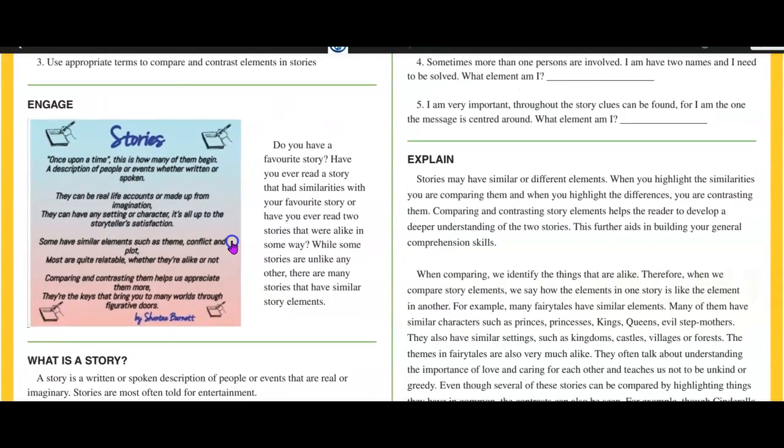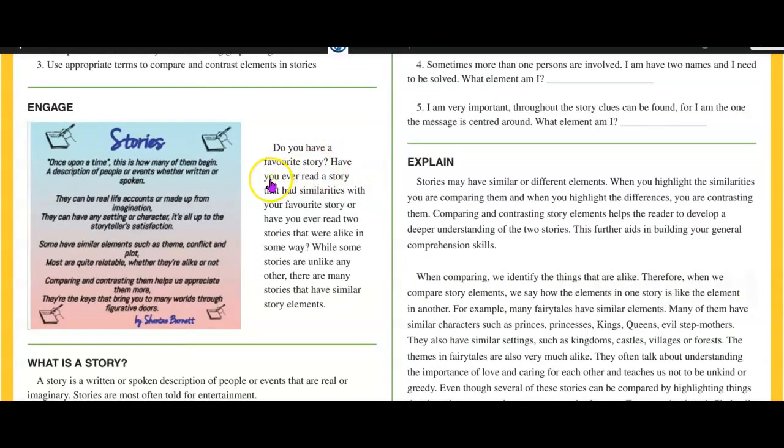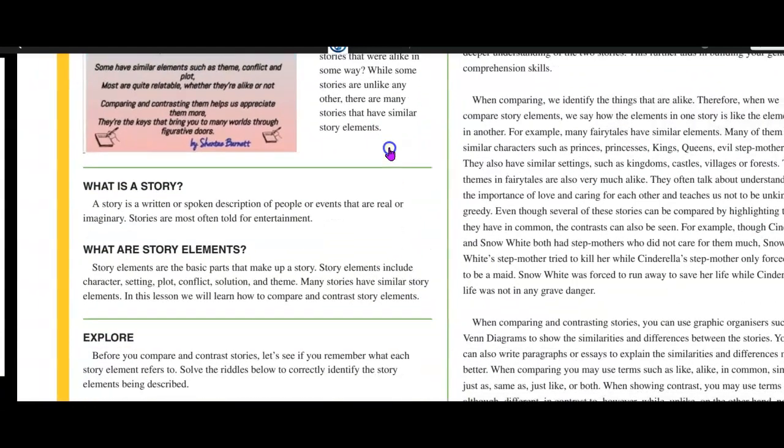All right. So, do you have a favorite story? Have you ever read a story that had similarities with your favorite story? Or have you read two stories that are alike in some way? While some stories are unlike any other, there are many stories that have similar story elements.